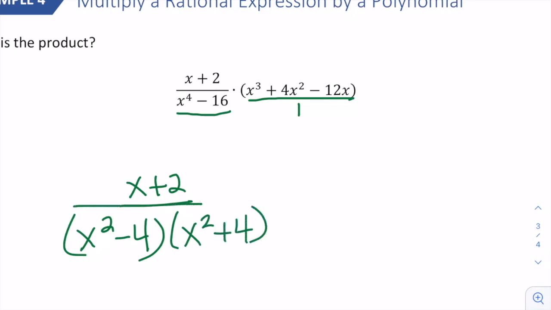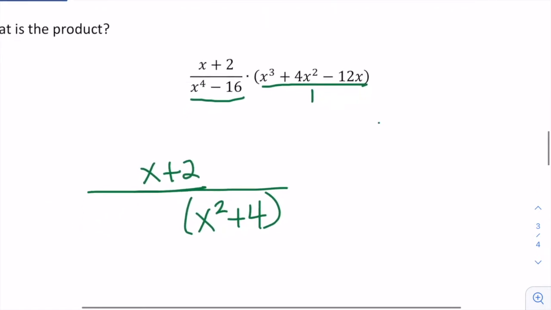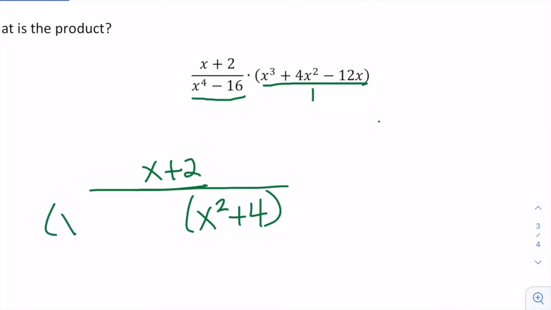And if you remember, this x squared plus 4 is prime, but this x squared minus 4 can factor into x plus 2, x minus 2. So that factored a little bit more. All right, and so that's good. Now I'm going to look at the second fraction.